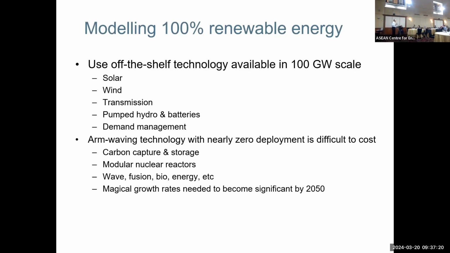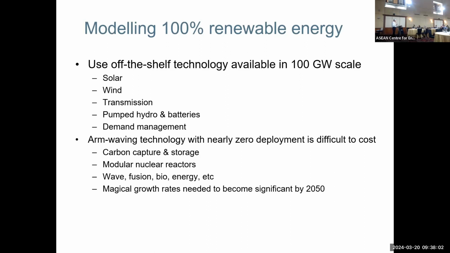So the first point is focus on technology you can actually buy. That's solar, wind, transmission, storage, and demand management, storage being pumped hydro and batteries. All the rest is arm waving. So modular nuclear reactors, carbon capture and storage, clean hydrogen, you can't buy it. It's not available. And this whole job will be done by 2050. Solar and wind are reducing in price, rapidly increasing in scale, far in excess of what the fossil fuels are doing now.